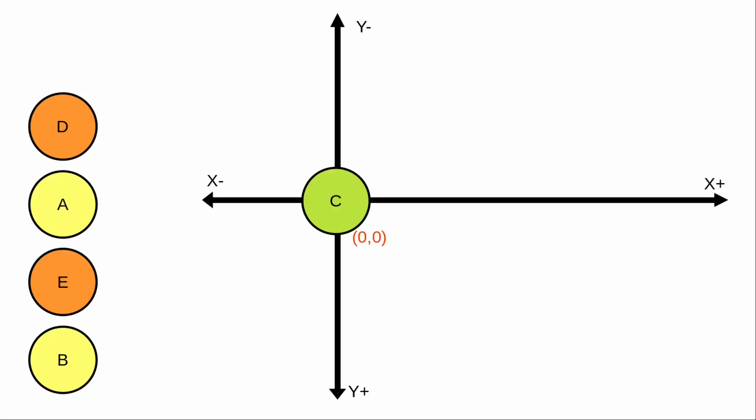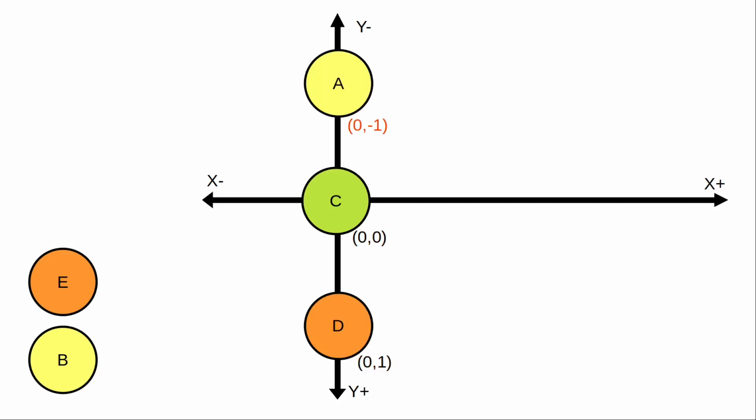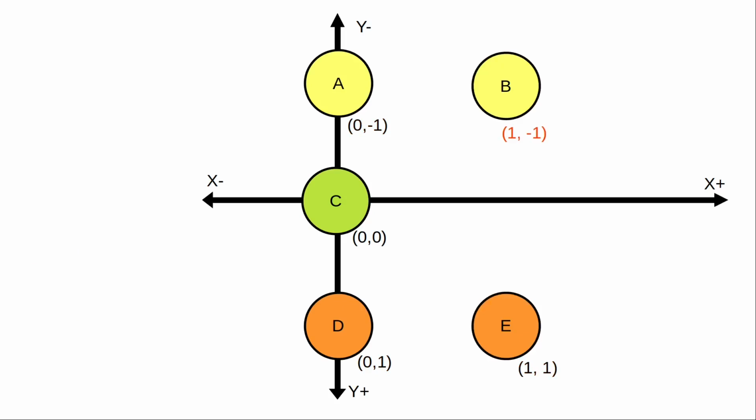So using the same fundamental strategy that we had before, we're going to place each of our nodes only if they are directly connected to a node that is already in the graph. So when we get D, D gets placed below with key 0, 1, A at 0, negative 1, E at 1, 1, and B at 1, negative 1.